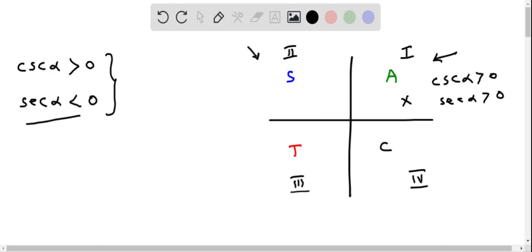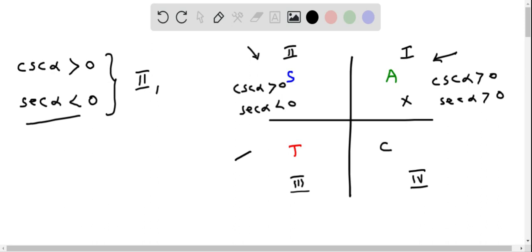In the second quadrant, the sine ratio as well as its reciprocal ratio, that is cosecant, is positive. Every other trigonometric ratio is negative. So here cosecant alpha is positive. Since only the sine and cosecant are positive, the rest of them are negative, and that means secant alpha is negative. So clearly, angle alpha lies in quadrant 2. So for now, we mention that it lies in quadrant 2.